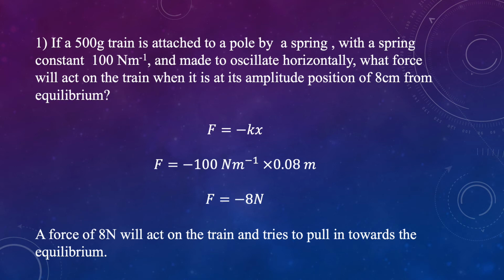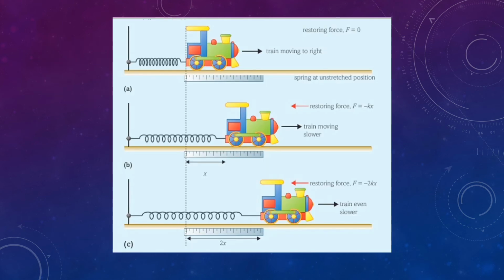Well, now we know F equals negative k times x, so we can substitute the given values in this equation. F equals negative 100 newtons per meter times 0.08 meters. So this will result in a force with a negative magnitude of 8 newtons. A force of 8 newtons will act on the train and tries to pull it towards the equilibrium. So the force is always opposing the direction of the movement, that's why we see this negative sign. This picture will help you to clearly understand this problem.